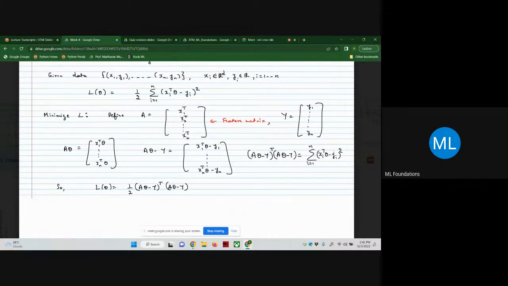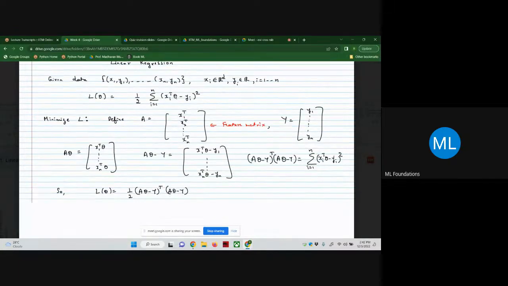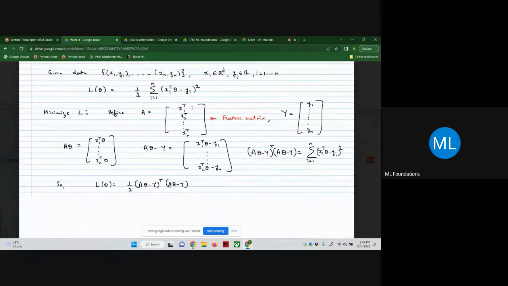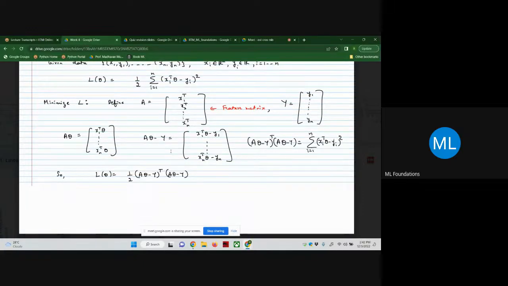Let's find how we'll be doing it. As I told, we have x1, x2, and so on up to xn. If you form these as rows, you get A, which is the feature matrix. y is the actual values. The xi transpose theta are the predicted values by your ML linear algorithm. A theta minus y is the error. So the sum of xi transpose theta minus yi, whole square, can be rewritten as A theta minus y transpose multiplied by A theta minus y.